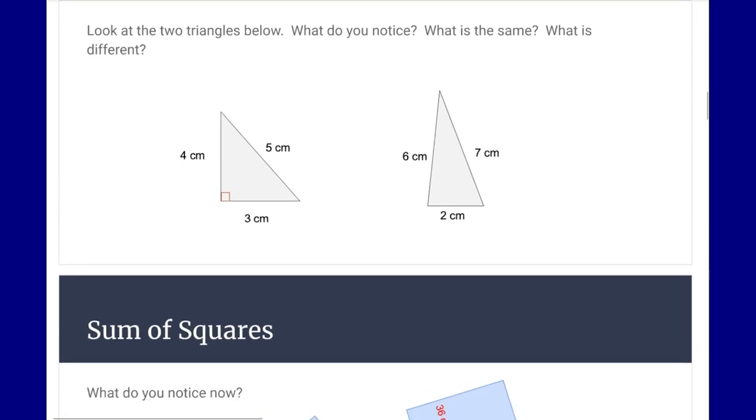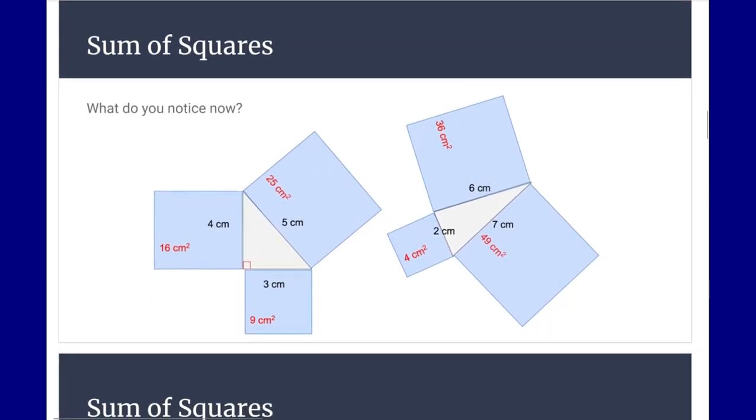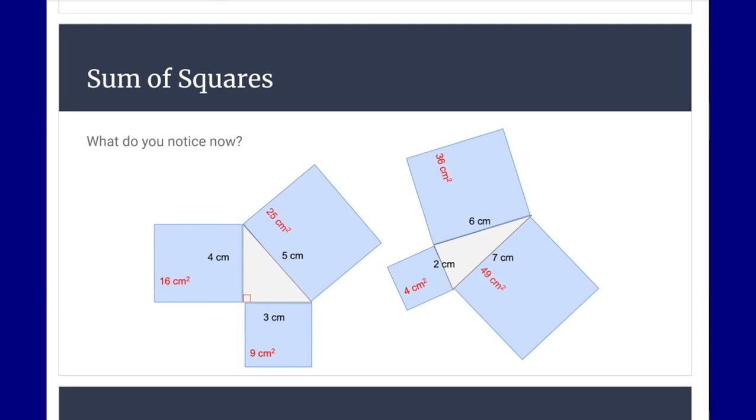Now let's change it up a bit. What do you notice now? Some things you might notice is that we've created squares off of each side, and we've done so by basically just taking each measurement and squaring it. So 4 squared is 16, 3 squared is 9, and 25 is 5 squared. And the same thing with the other triangle. So we've made squares off of each side.